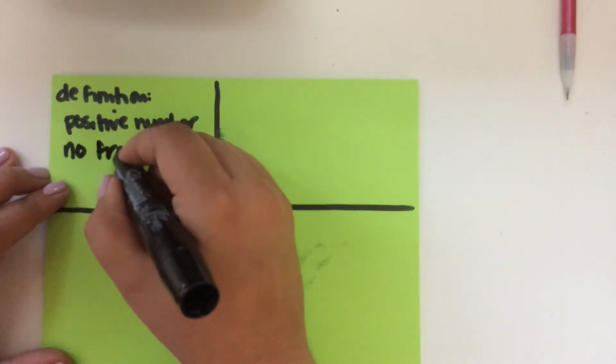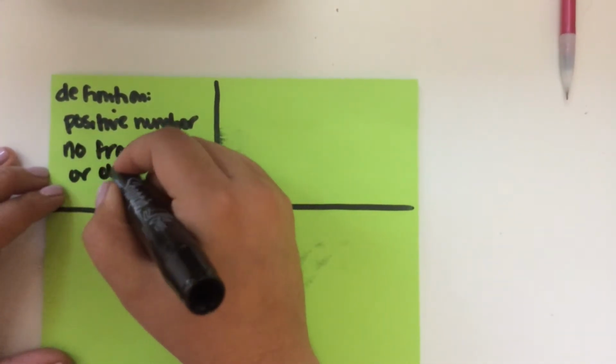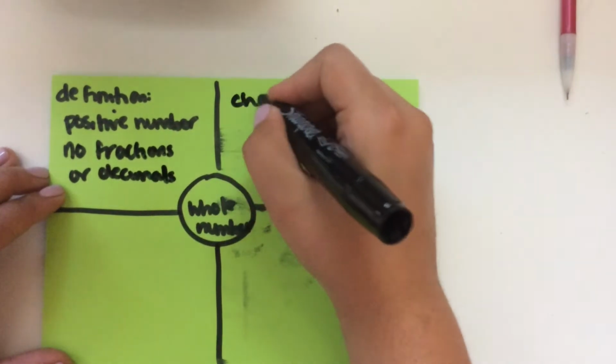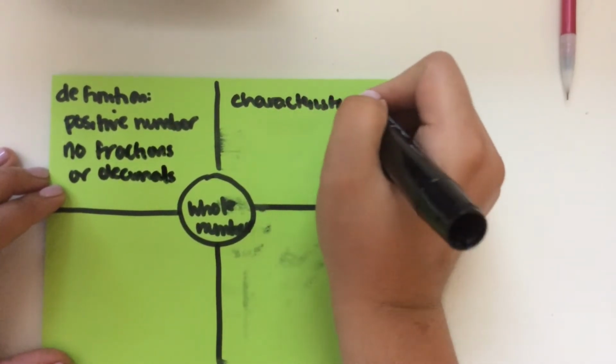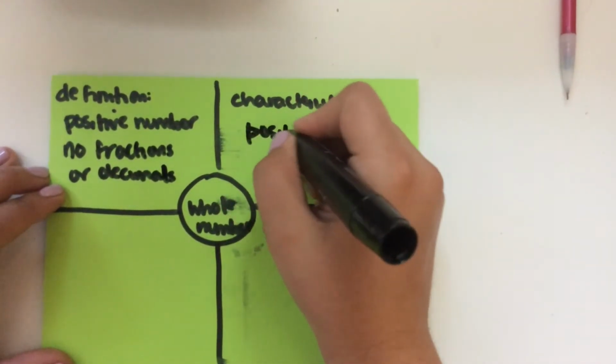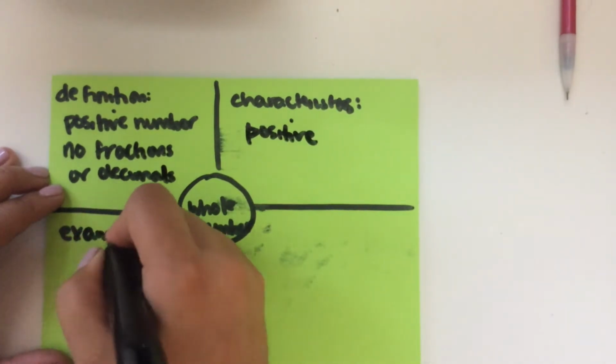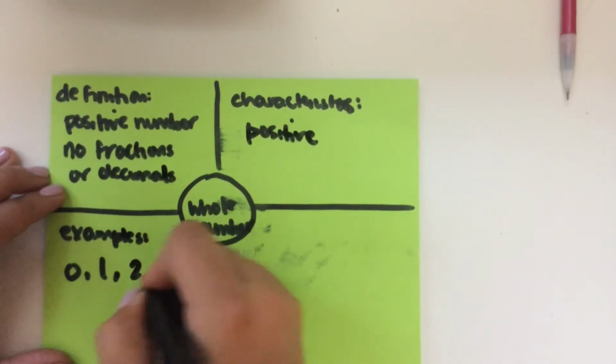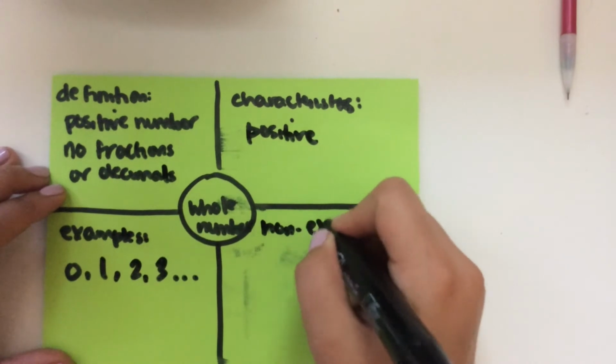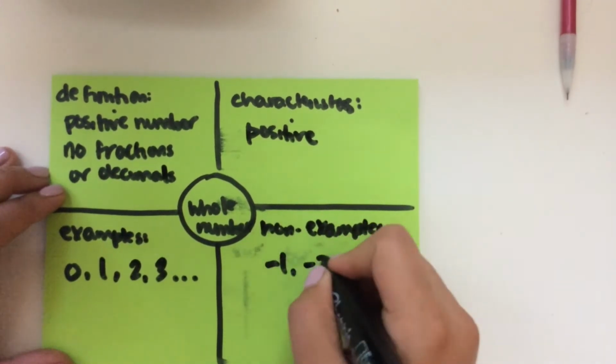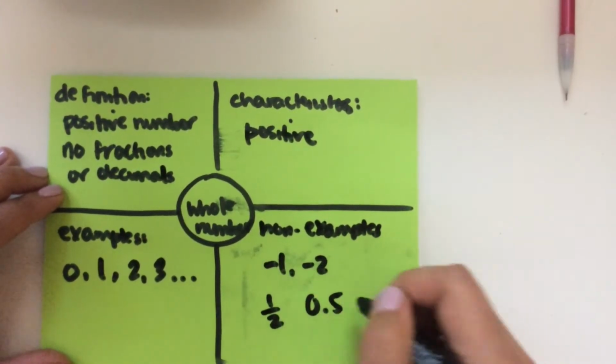In the top right, characteristics of a whole number, it has to be positive. In the bottom left, I'm going to put examples. 0, 1, 2, 3, those are all whole numbers. And in the bottom right, I'm going to put non-examples. Some non-examples of whole numbers are -1, -2, 1/2, 0.5.